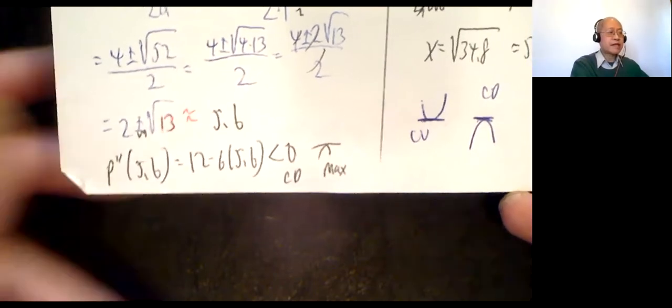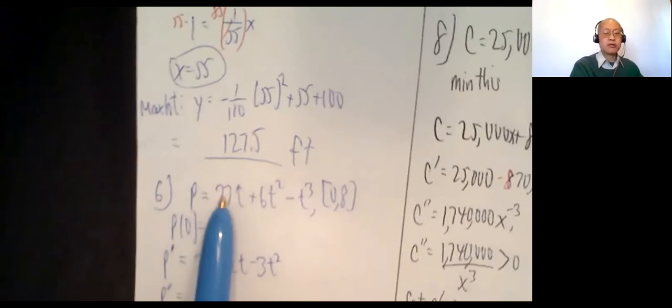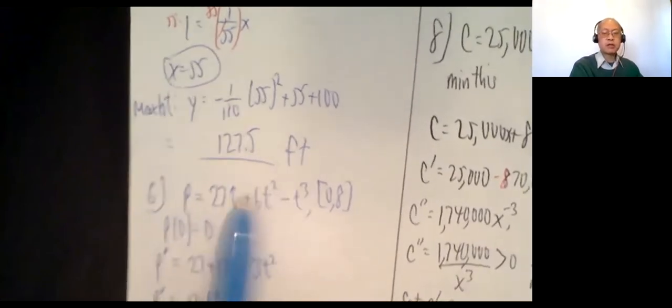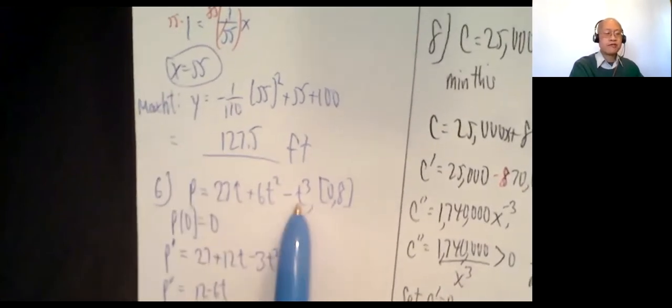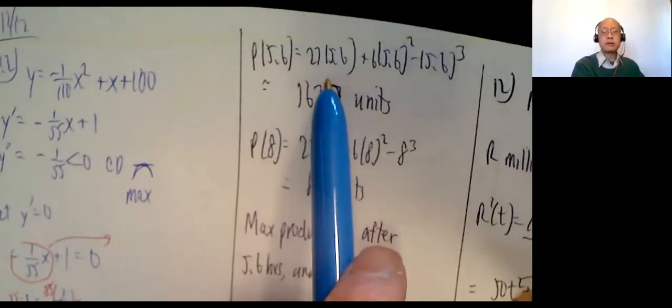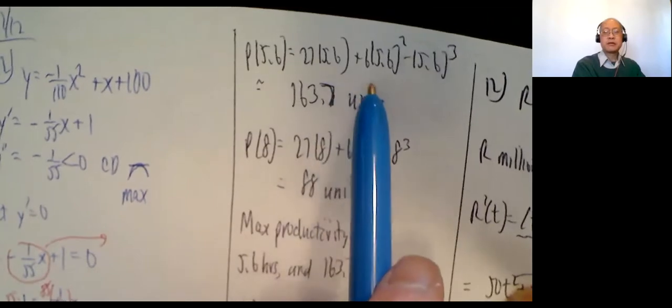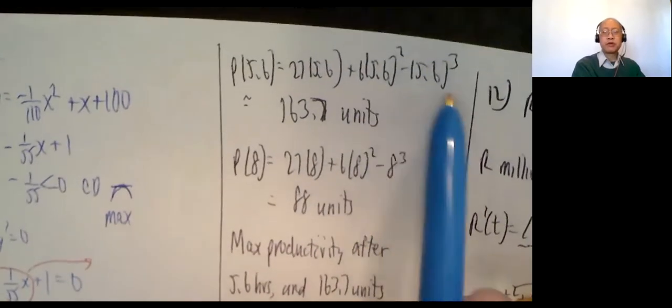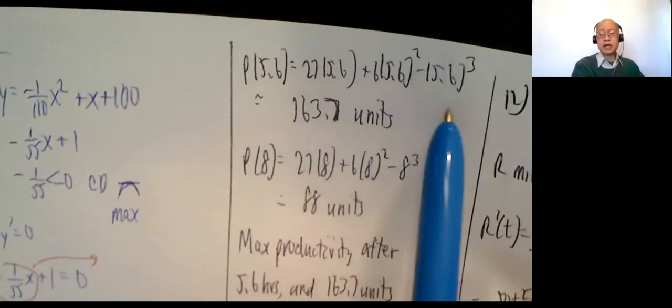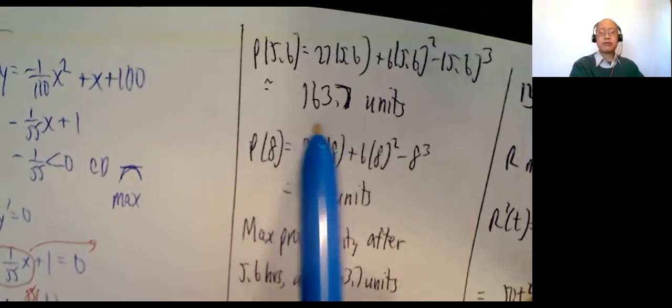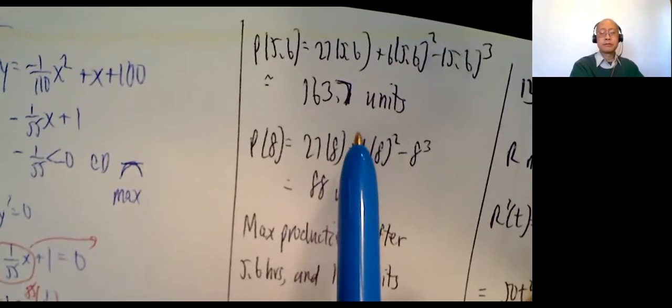All right, and what is that maximum productivity? I plug in that 5.6 to the original. So 5.6 goes here, 5.6 goes here, 5.6 goes here. So 27 times 5.6 plus 6 times 5.6 squared minus 5.6 cubed. Again, you can punch that in on your own. 163.7 units.